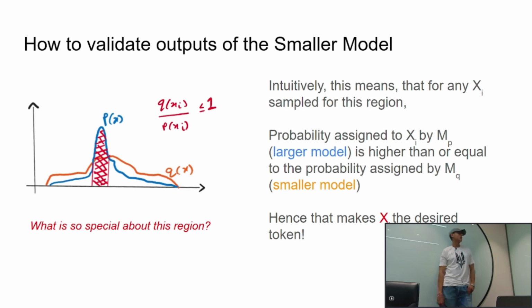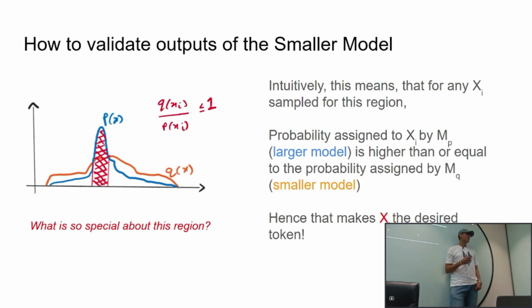So the question here is, what if the larger model assigns a higher probability to some other token, but the token that we have sampled also follows this rule? That means we would be accepting that token and we would not be looking at the token that should be the actual token. Should we not? That is a really good question actually.